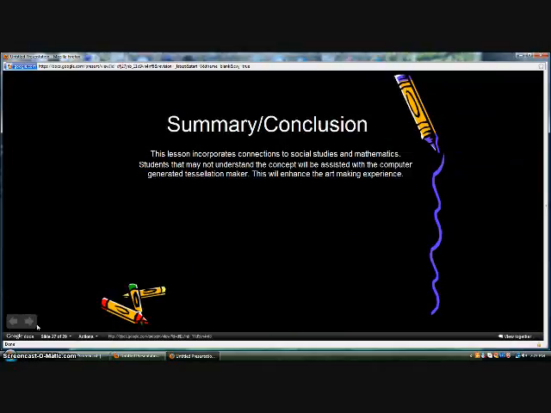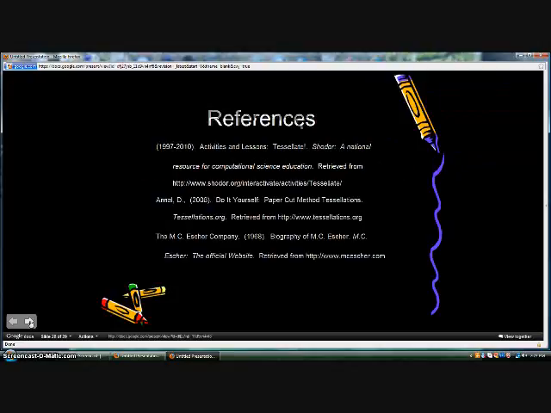And for the summary and conclusion, this lesson incorporates connections to social studies and mathematics. Students that may not understand the concept will be assisted with the computer-generated tessellation maker. This will enhance the art making experience. Here I have my list of references.